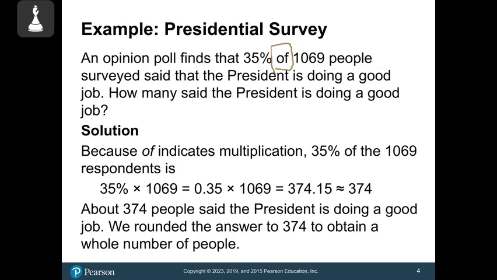Percent literally means per 100. So percent equals per 100. So 35% is 35 out of 100, or the decimal 0.35. We're going to do 0.35 times 1,069 and get roughly 374 people. So we found 35% said he was doing a good job. That was 374 of the 1,069 that we surveyed.